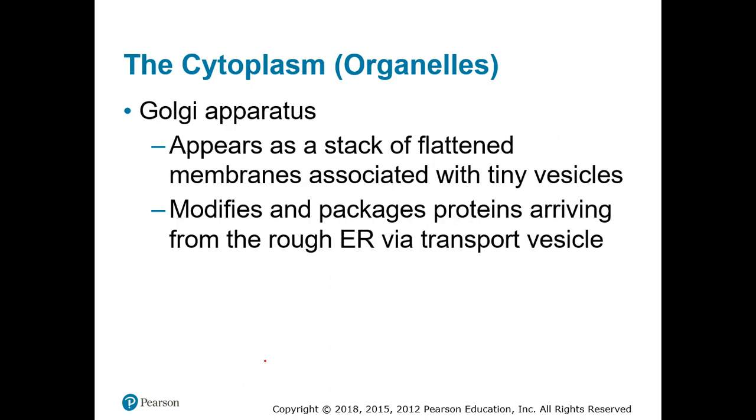Next, we have the Golgi apparatus. This is a stack of flattened membranes. It's usually associated with tiny vesicles. So again, remember, vesicles are like the cars to transport things. What happens is it takes these packages that it gets from the ER and it modifies these packages and actually sends them out to where they need to go. So again, it modifies and packages any kind of proteins that are coming from our rough ER and sends them to where they need to go. Do they need to go to another part of the cell? Do they need to be exported and sent out of the cell? That's what the Golgi is going to be in charge of.